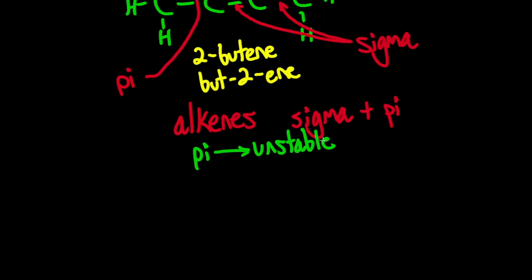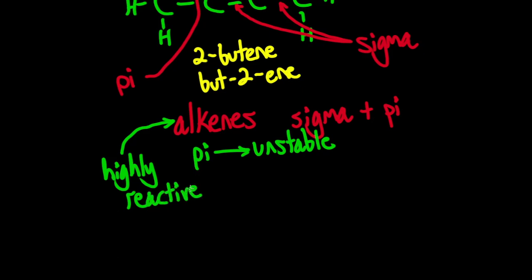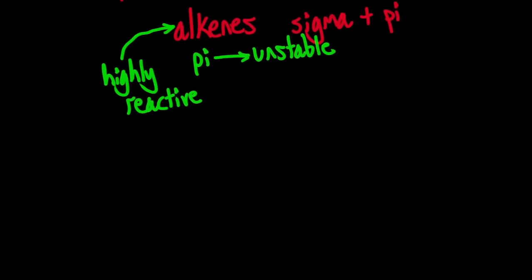So, because pi bonds are much less stable than sigma bonds, any molecule containing a double bond will be highly reactive. Okay? So, alkenes are going to be highly reactive, in addition to being flammable. Okay? In particular, these highly reactive pi bonds can lead to a process called polymerization.